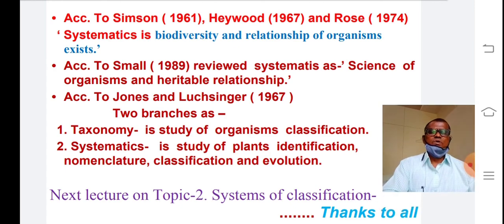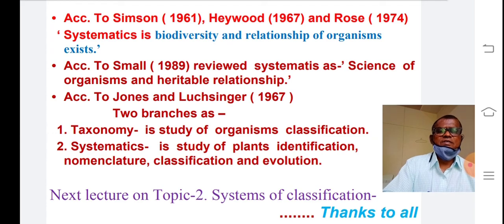Next, there is one scientist, Small, 1989. It is the name of a scientist. He reviewed systematics as the science of organisms and the heritable relationship. Science of organisms means each and every living organism, plant, has its own science, understanding, and therefore it is heritage. Heritage in Marathi we call वारसा, right.